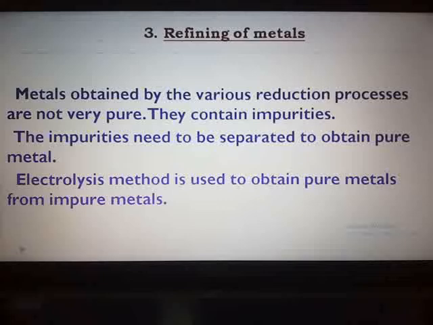Now let us move towards the extraction of one of the metals which is a part of our syllabus. Extraction of a highly reactive metal, that is aluminium. Let us move towards it. Extraction of aluminium. Now, as I have told you, aluminium is a highly reactive metal. It falls in the category of highly reactive metals along with sodium, or you can say potassium, and it does not occur in nature in the free state.